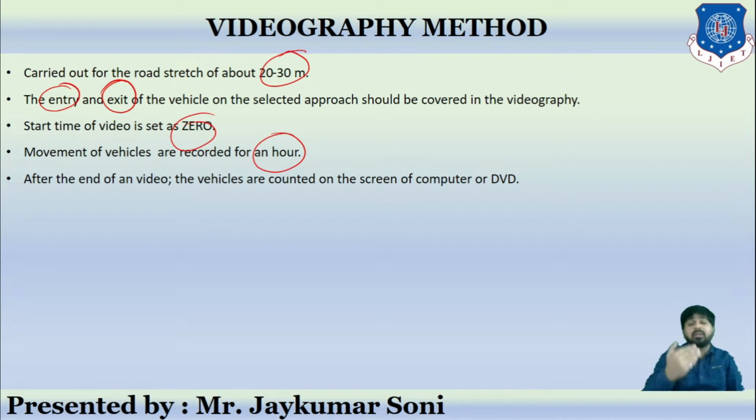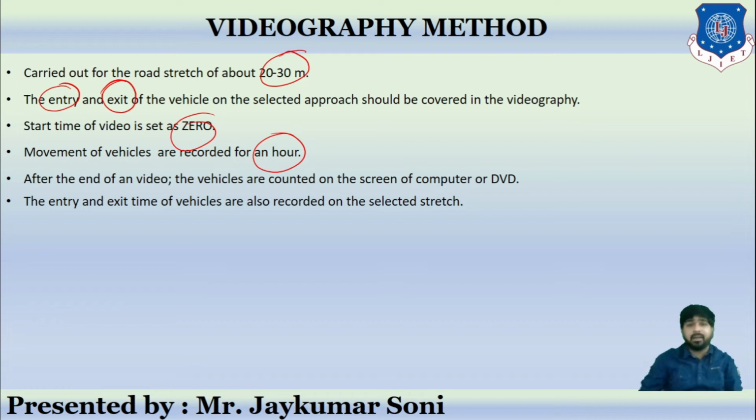The review is done a number of times so that there is no error. The entry and exit times of the vehicles are also recorded at the selected stretch, so that one can get the basic idea of how much time it takes to cross from this point to that point. So this is the videography method. Let me revise it once again. First of all, it is carried out for a stretch of 20 to 30 meters. Then the entry and exit of the vehicles on the selected approach should be covered in the videography. The start time of the video is set as 0.